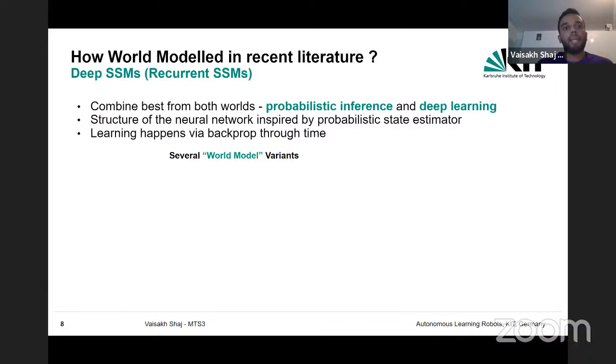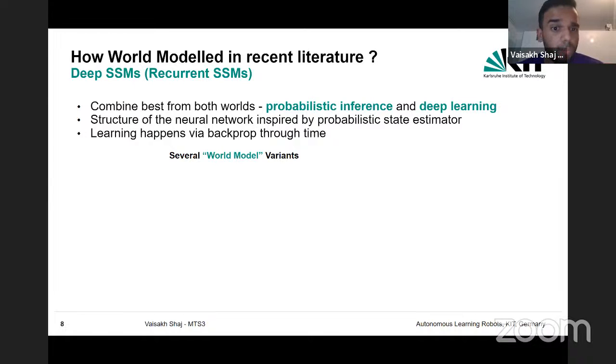Okay, so again, how is a world model built in recent literature? What people use is something called deep state space models or recurrent state space models, which combine the best of both worlds: probabilistic inference and deep learning. Why should you care about these models being probabilistic? Because our world is inherently stochastic, it's not deterministic, so modeling distributions is nice. The structure of these neural networks is inspired by a probabilistic state estimator, and learning happens via backpropagation through time.